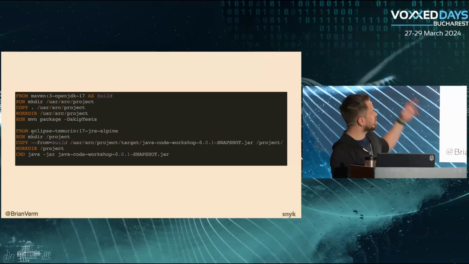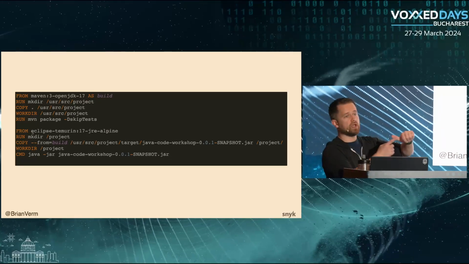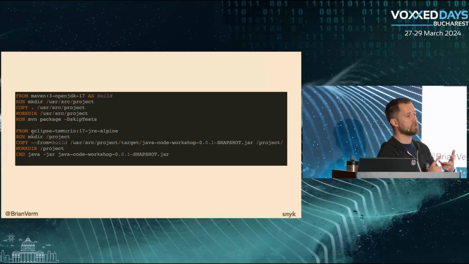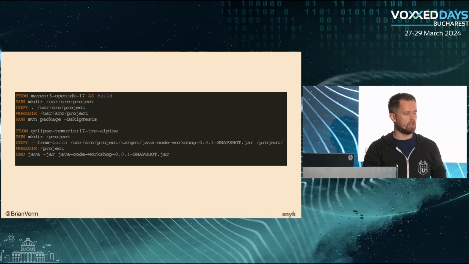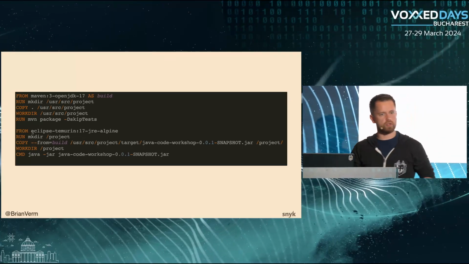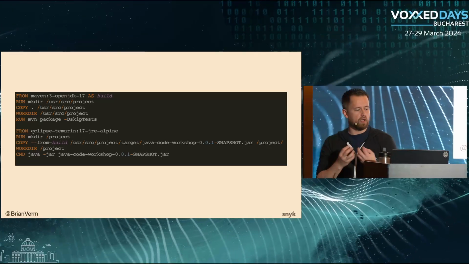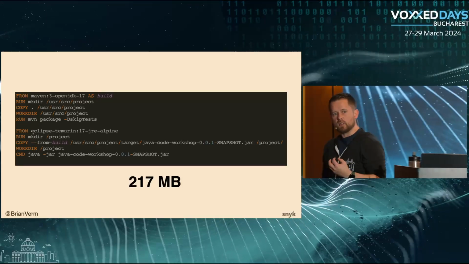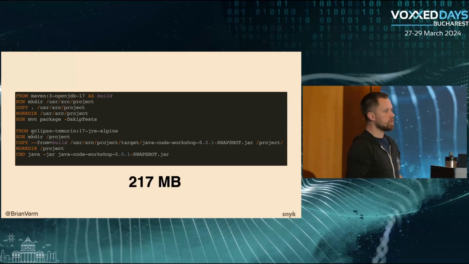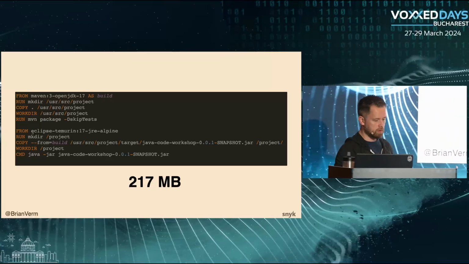So that means in the container that it produces at the end, I don't have the JDK, I don't have a build system, and I don't have my source code in it. And yes, technically you can decompile the code, but you get what I'm saying. This one was only 270 megabytes. So that's easier to store, easier to spin up, easier to scale.